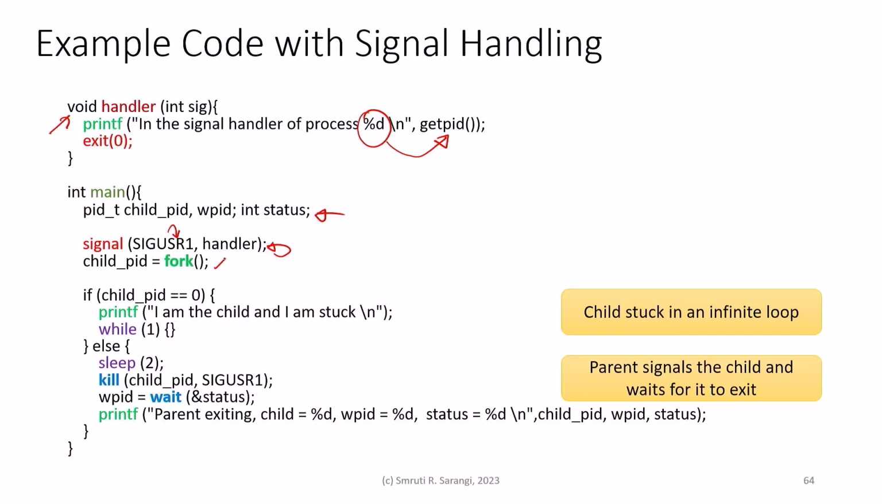Then what we do is we fork. When we fork, we do separate things for the parent and the child. In the case of the child, you just print I am the child and I am stuck, in the sense that you go to an infinite loop. So what the child does is it prints a message and then it starts infinite looping. The child is stuck in an infinite loop.